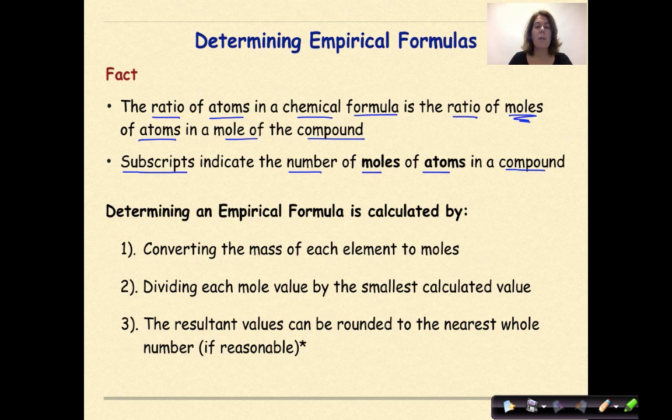Determining an empirical formula is calculated by converting the mass of each element to moles. That's always step 1. Convert to moles. Then, dividing each mole value by the smallest calculated value, which can sound sort of confusing, which is why we're going to do a lot of examples of this. Finally, the resultant values can be rounded to the nearest whole number if reasonable. Most of the time, you're going to see very reasonable numbers that can just be assumed to be the subscripts in your compound. But sometimes we can't assume that, and we'll look at one challenge problem in this video today.